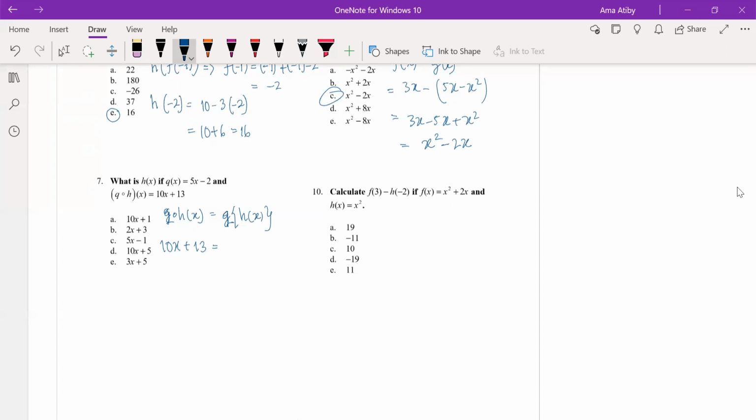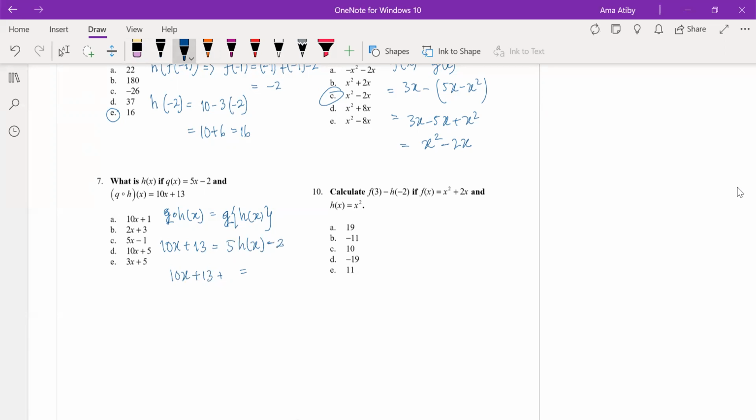Right, because h(x) is unknown, we just need to write it like this, right? And then we are solving for h of x, so we will get 10x plus 13 plus 3 equals, sorry, it should be minus 2, right? No, minus 2, sorry. What is it? Okay. It should be minus 2, right?